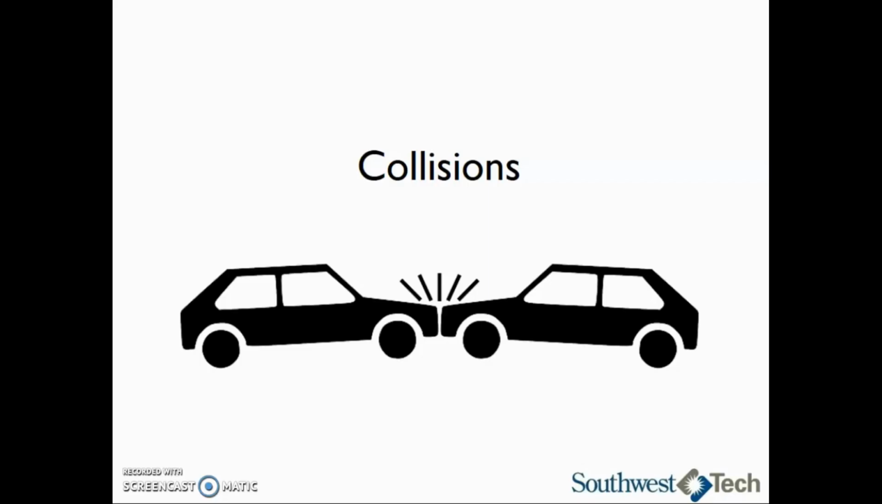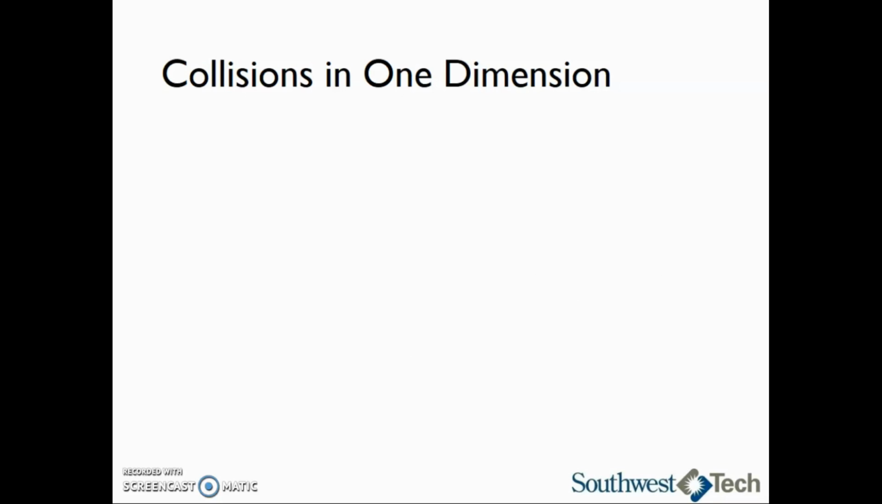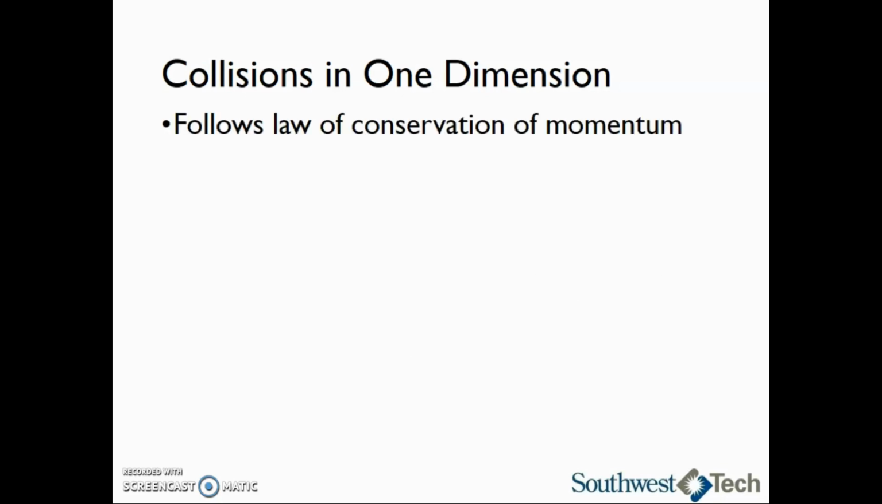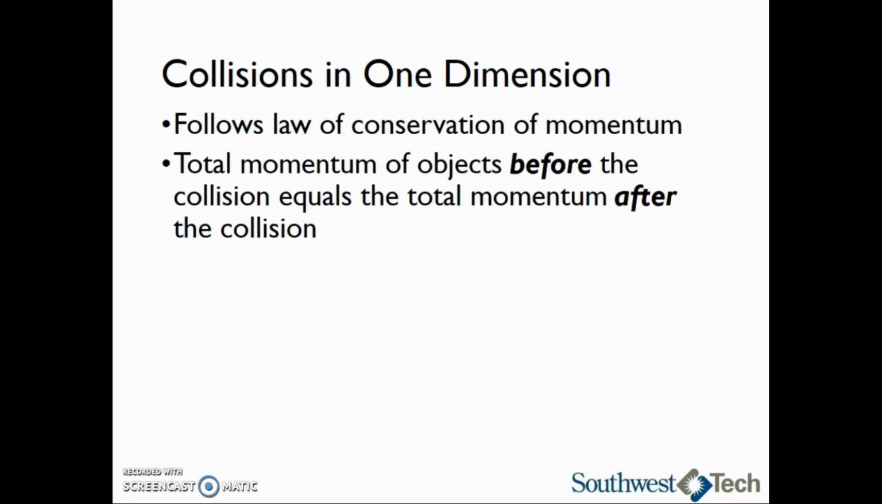Our sixth lecture video on momentum and collisions will cover collisions. When we are looking at collisions in one dimension, they will always follow the law of conservation of momentum. The total momentum of the objects before the collision will always equal the total momentum of the objects after the collision. As an equation, this would look like total momentum before equals total momentum after.